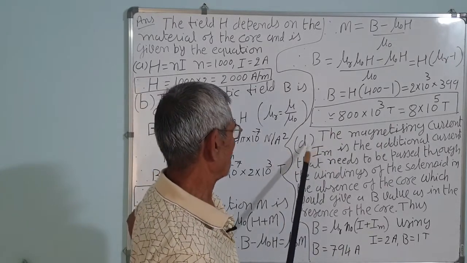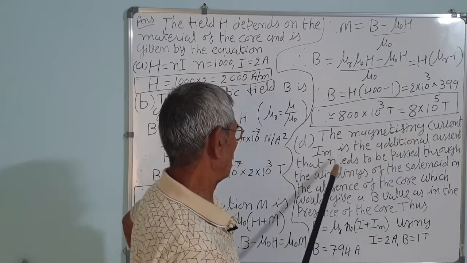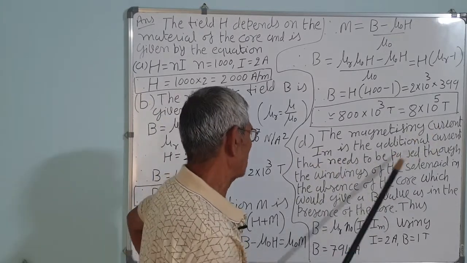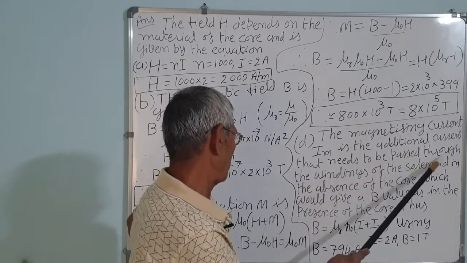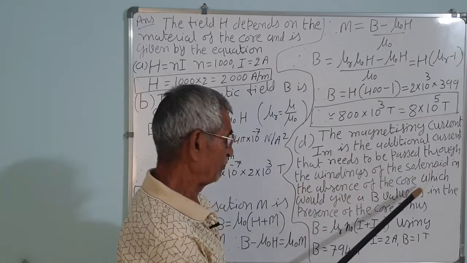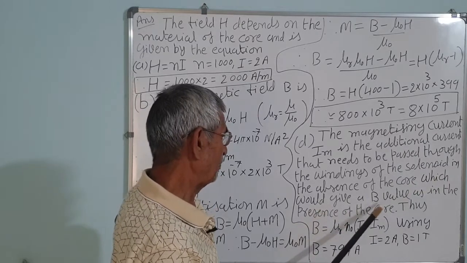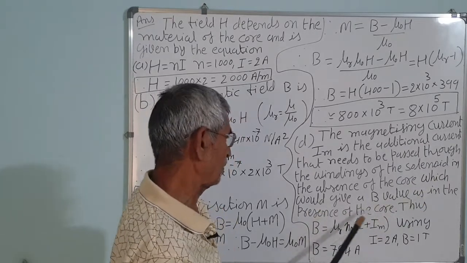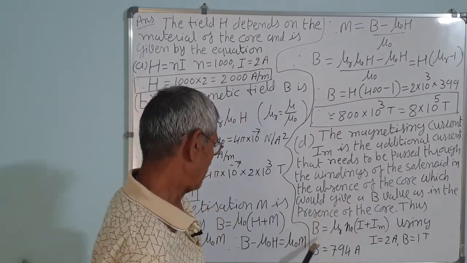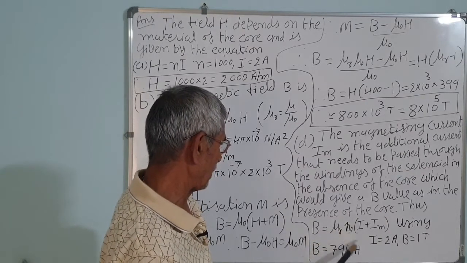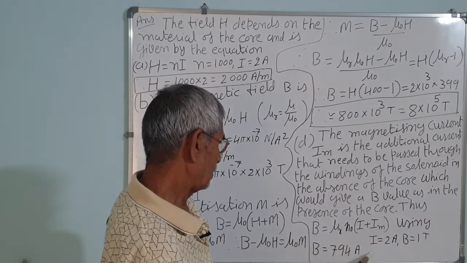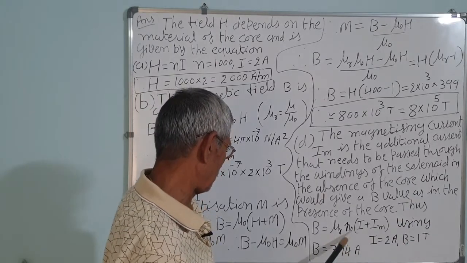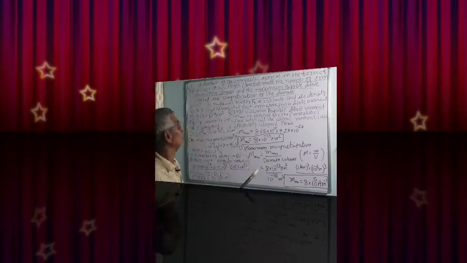Now next and last, the magnetizing current Im is the additional current that needs to be passed through the winding of the solenoid in the absence of the core, which would give the same B value as in the presence of the core. Thus B is equal to mu r mu 0 into bracket I plus Im. Using the equation, I is equal to 2 ampere, B is equal to 1. Other question we know, that Im will be 794 ampere.